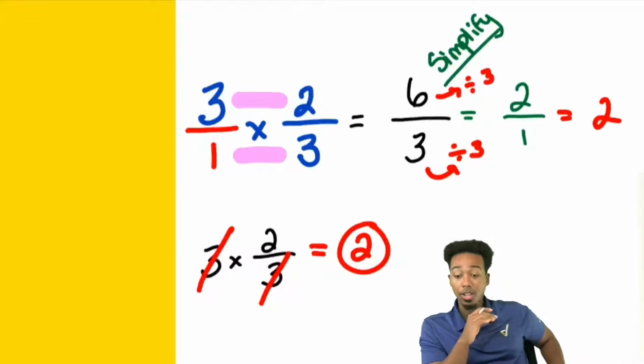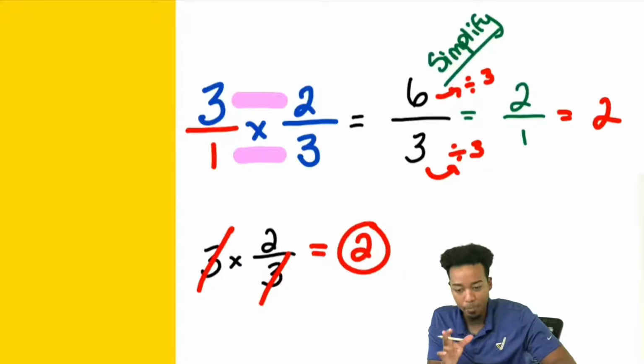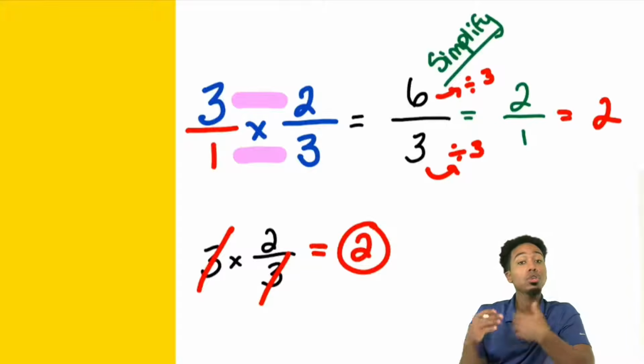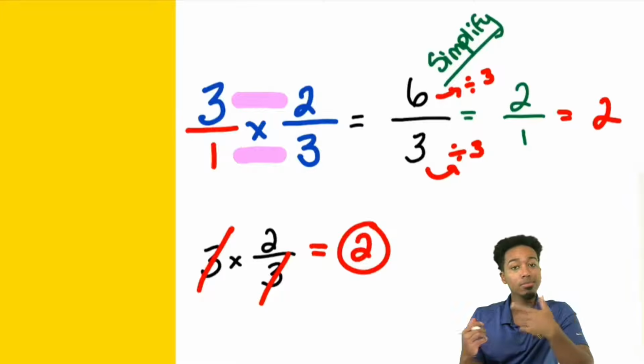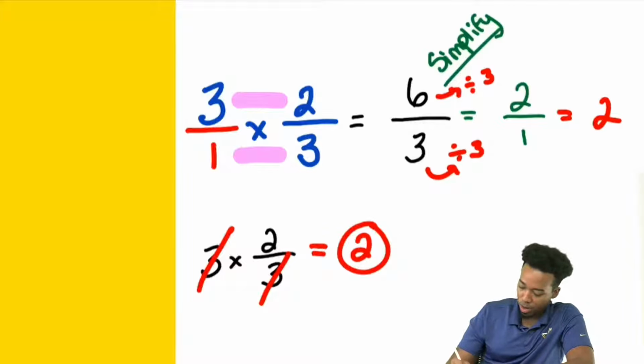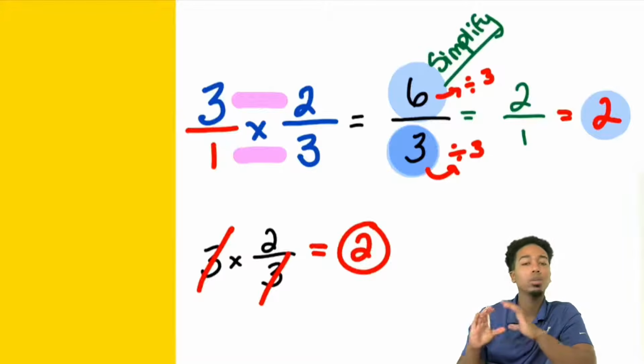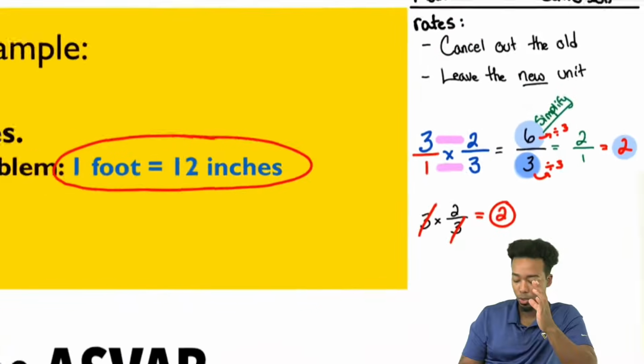Okay, no worries. So I see the majority of us are getting it okay. And if we are confused, no worries. The main idea is this. When you have the same thing on the top and the bottom, it cancels out. And that's where we had that 3 up top and 3 on the bottom. That converted it back to a 2. It canceled out.